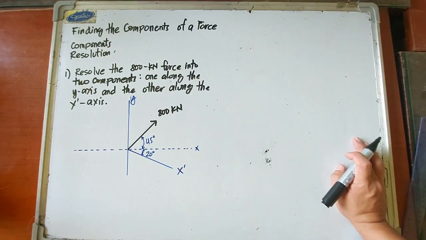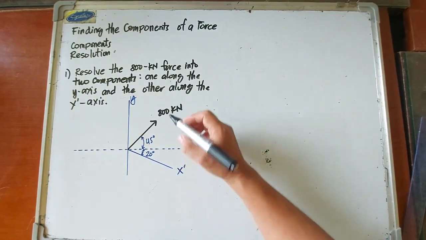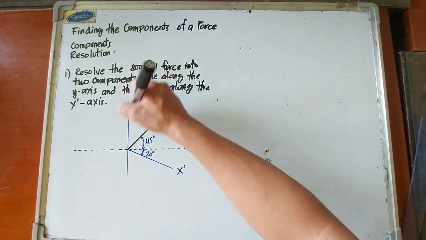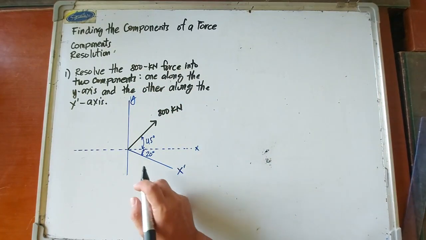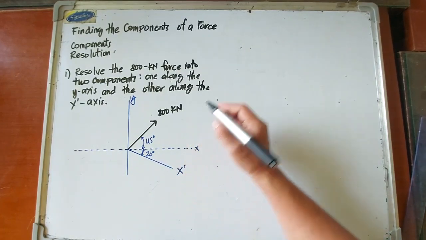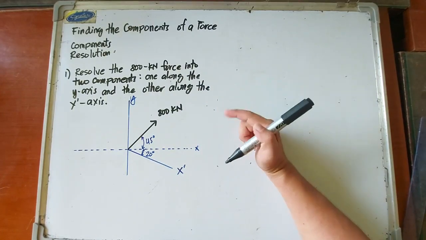Okay, so let's try to solve the first problem in your module using the parallelogram method. Resolve the 800 kilonewton force into two components, one along the y-axis and the other along the x prime axis. So we have two axes here. We're going to convert the 800 kilonewton force into two components along y, the vertical axis, and along the x prime axis, which is rotated about 20 degrees from the horizontal axis x. So how do we convert this force into two components using the parallelogram method?